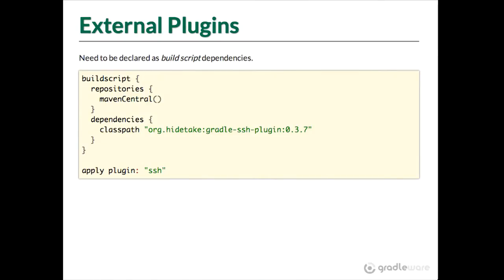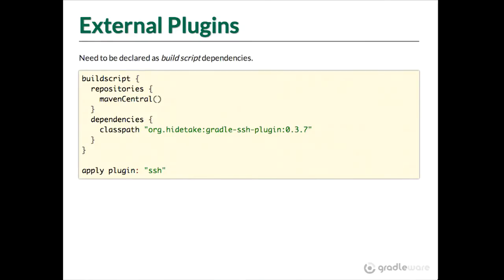You would have seen in the keynote this morning a new portal where you can find out about all of those. Obviously, the Gradle distribution isn't going to know how to find a third-party plugin, so you have to tell it in the buildscript section. So you're saying, my build script has some dependencies because I use a plugin. For my build script dependencies, I'm going to use Maven Central, and I'm going to say I require this SSH plugin. And so now in my script, I can apply that plugin.